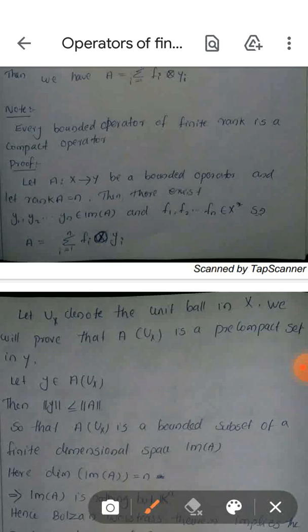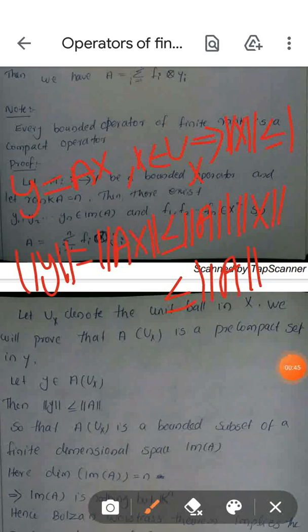For this, let y belongs to A of UX, then norm y is less than or equal to norm A, because y equal to Ax, x belongs to UX, which implies norm x is less than or equal to 1. So norm y equal to norm Ax is less than or equal to norm A into norm x, which is less than or equal to norm A. So we get norm y less than or equal to norm A. So that A of UX is a bounded set of A, finite dimensional space image of A. Here dimension of image of A equal to n.